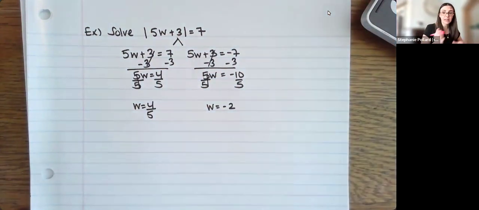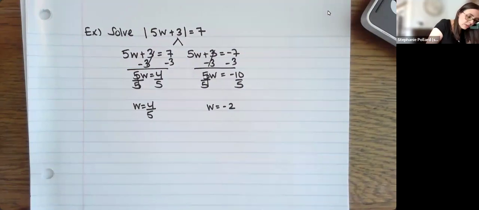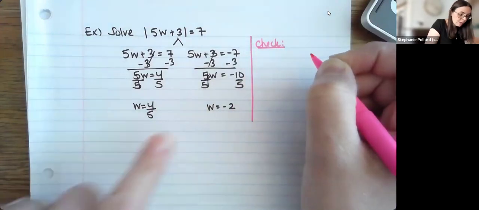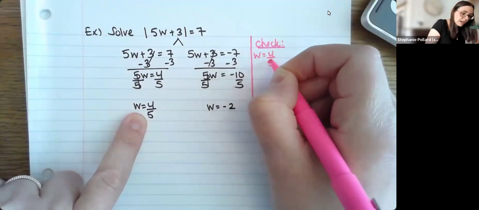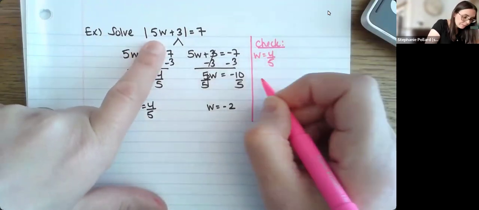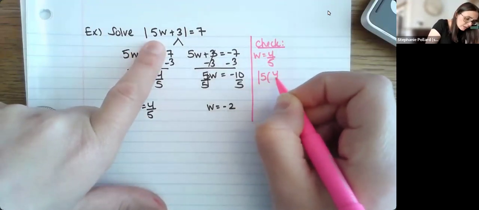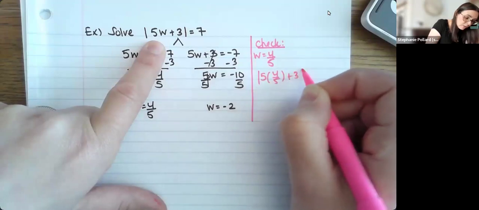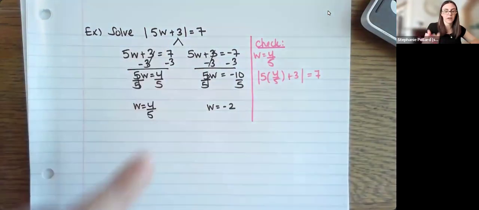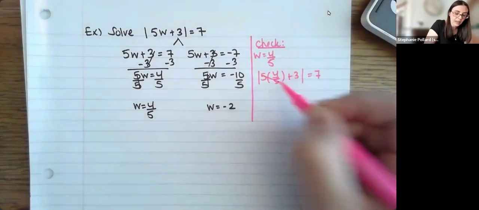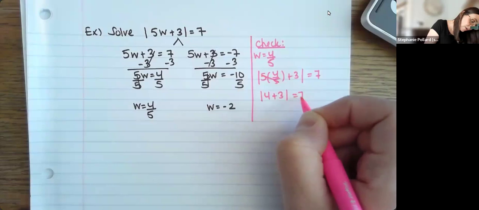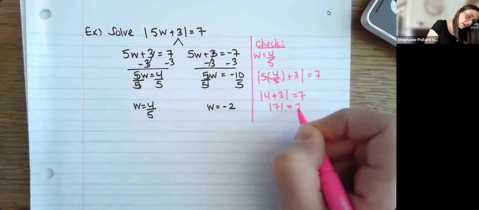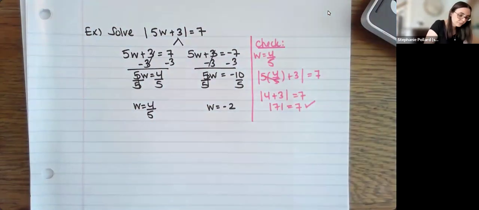Now you can check this. I'm not going to check all of them, but I do want you to see one of them so you can see what happens. Let me start with the 4/5 first. When you're checking, you go right back to the original problem, plug in your answer, and simplify. You're not re-solving this. Here, 5 and 5 cancel. So I have the absolute value of 4 plus 3. Well, 4 plus 3 is 7. So this first one makes sense, right? The absolute value of 7 is 7.